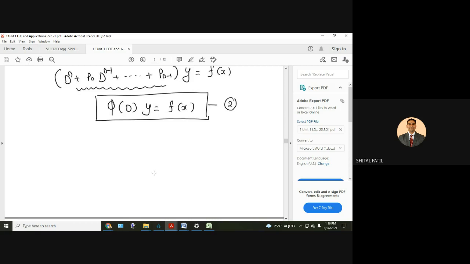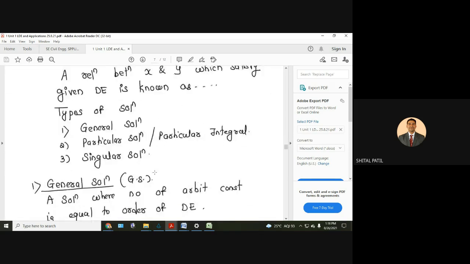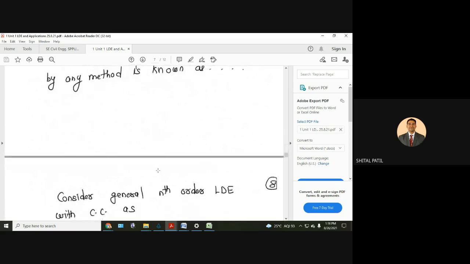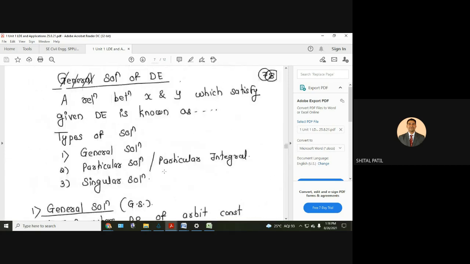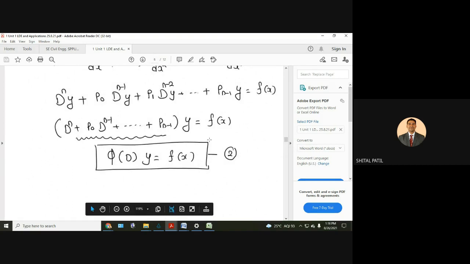Now clear? Or till it is not clear? Acha, if we go through this differential equation, equation number 2 only, the general solution of this differential equation is y equal to y of c plus y of p. Two parts are there. One is complementary function and other is particular integral. Now, what is complementary function? For that, we have to consider f of x equal to 0, and then we'll get a new differential equation, phi of dy equal to 0. Solution of that differential equation is complementary function. Till if it is not clear, let me solve few examples today, and then it will be clear.